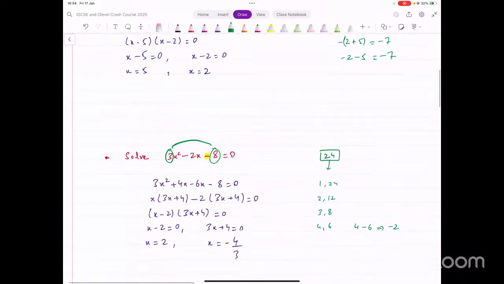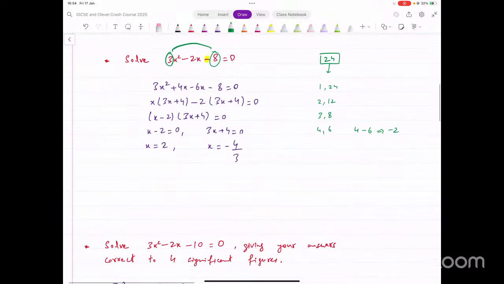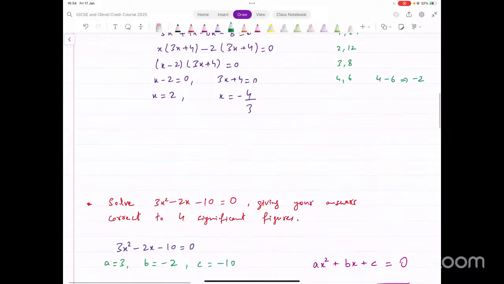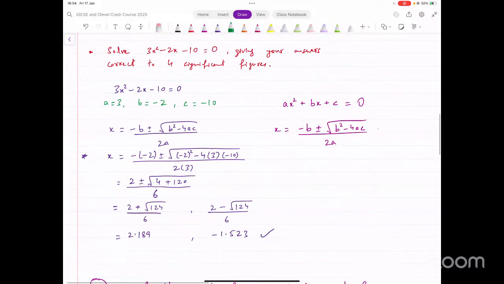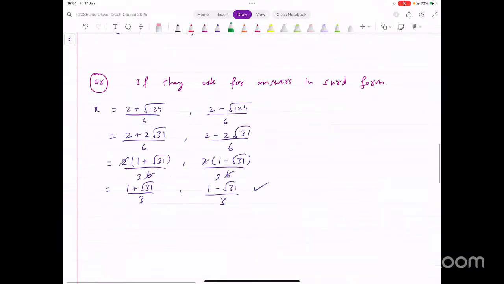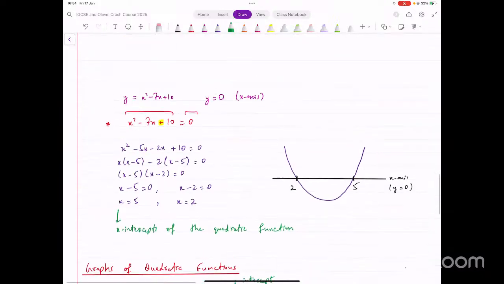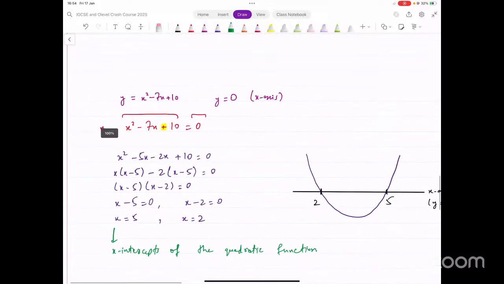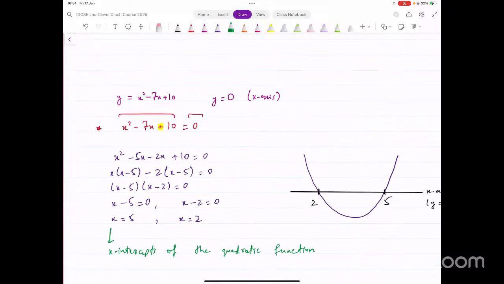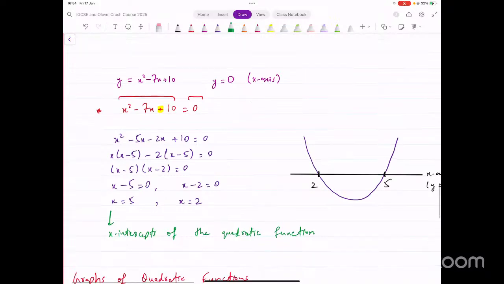So how do we solve quadratic equations using factorization? We talked about that. How do we solve equations using the quadratic formula? We talked about that. And now the solutions that we get, what do they represent? They represent the x-intercepts on the graphs of these quadratic functions. That's what they represent graphically. Okay.